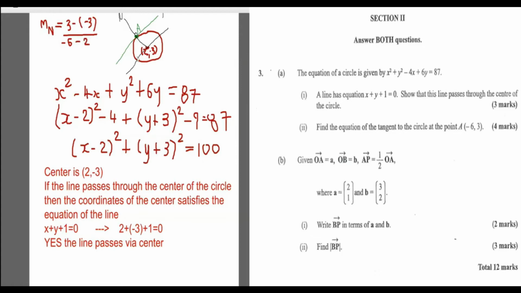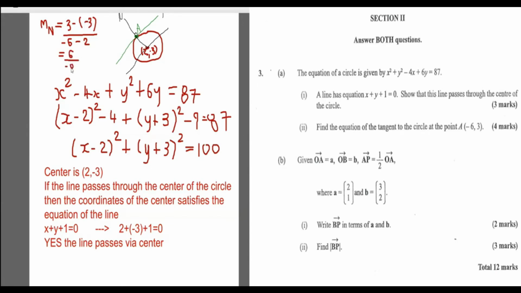All right, so it's y2 minus y1 over x2 minus x1. And so what are we getting for the gradient of the normal? The gradient of the normal is 3 minus 3 is 6. That works out to be 6 over minus 8.